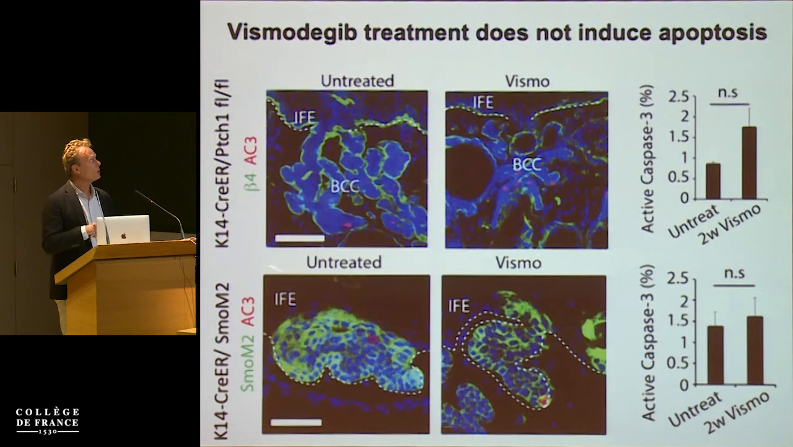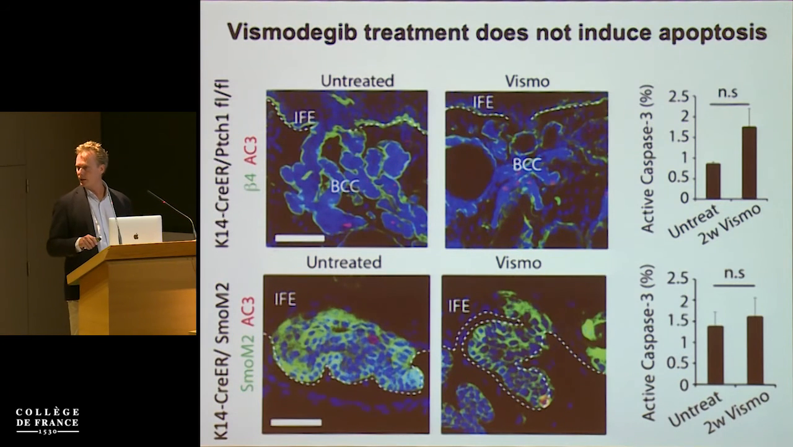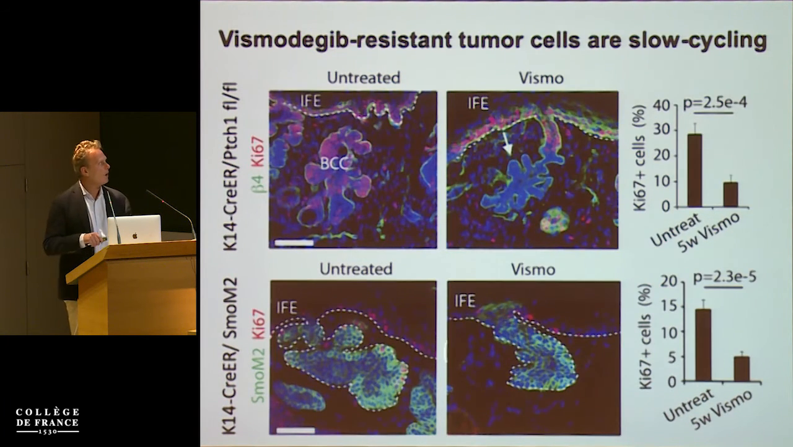So when you check for active caspase-3 in tumors that present regression upon vismodegib treatment, there's no significant increase in apoptosis. So it's not apoptosis mediated. It's not that you kill cells with vismodegib treatment. If you stain with Ki67, a marker of cell proliferation, you realize that upon vismodegib treatment, as you see here, all the tumor cells begin to exit the cell cycle and enter a quiescent stage.